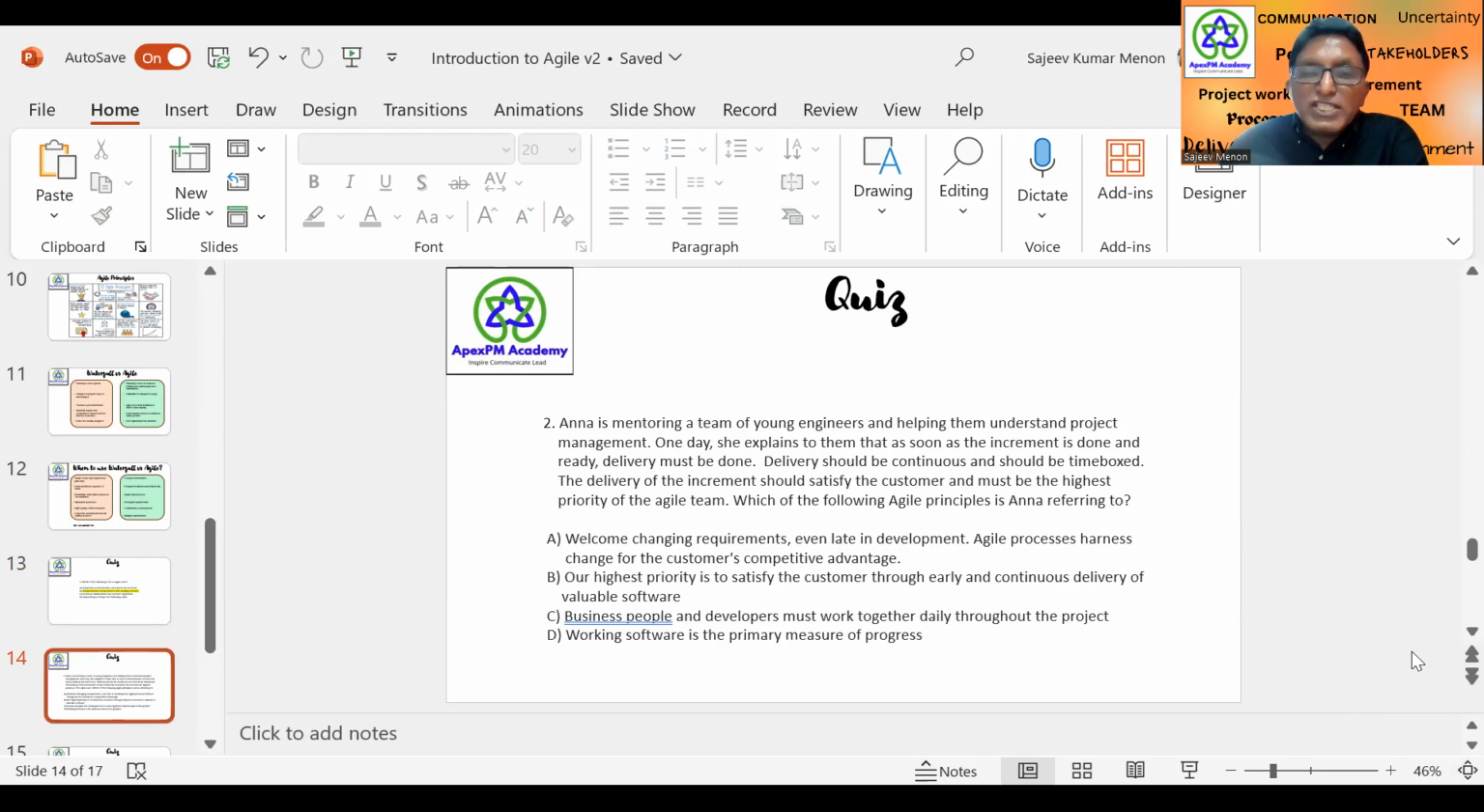A, welcoming changing requirements even late in development. Agile processes harness change for the customer's competitive advantage. B, our highest priority is to satisfy the customer through early and continuous delivery of valuable software. C, business people and developers must work together daily throughout the project. And D, working software is the primary measure of progress. So here you can pause the video, think over the question, read it carefully, and then answer the question.